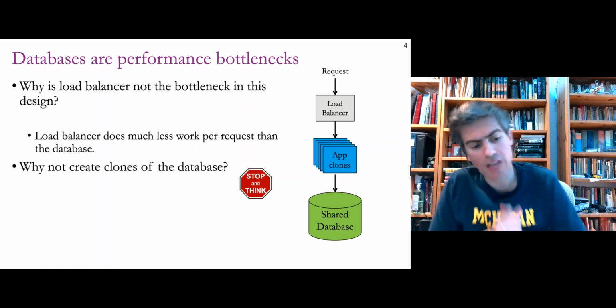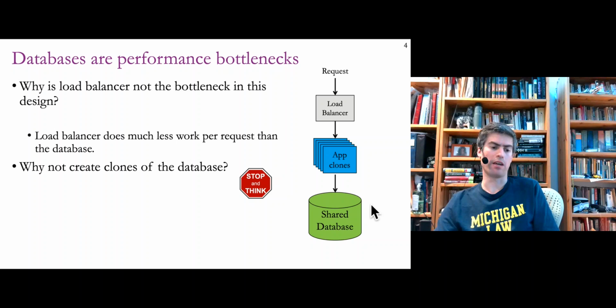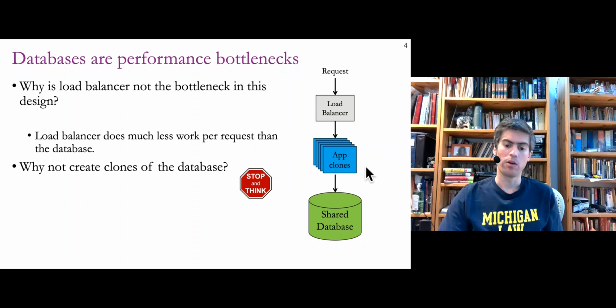So you might ask yourself, to solve this problem, to make the database less of a bottleneck, why not just clone the database? Just like we have the app server being cloned, and we have many of those apps running, we could clone the database and have a load balancer in front of that.